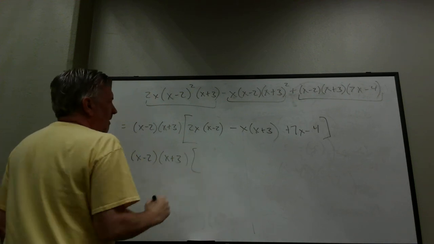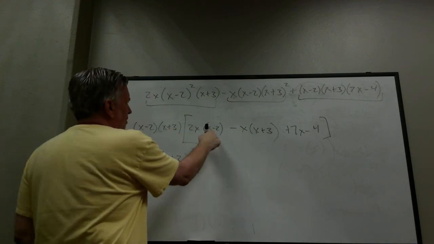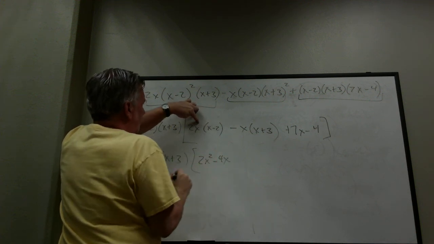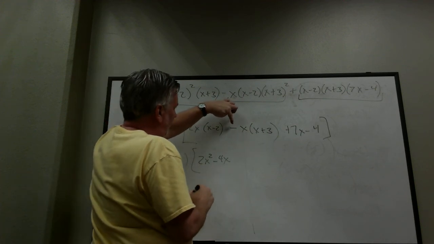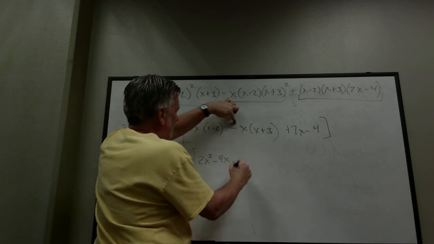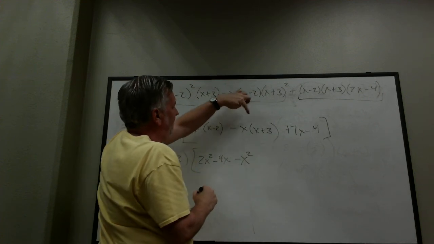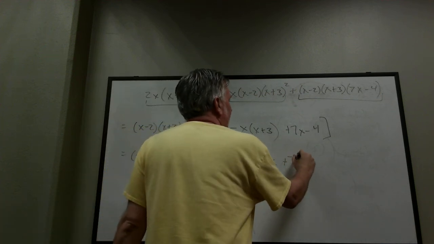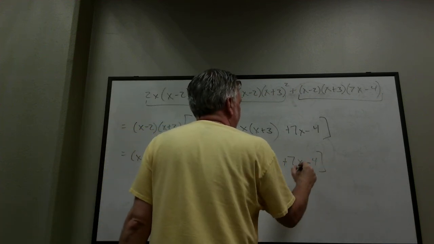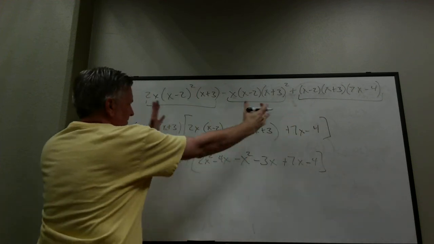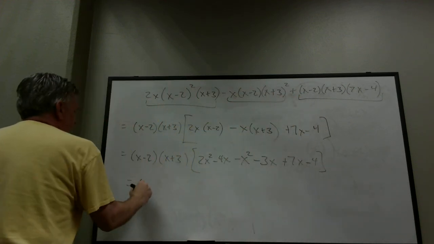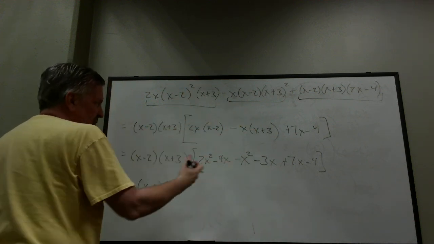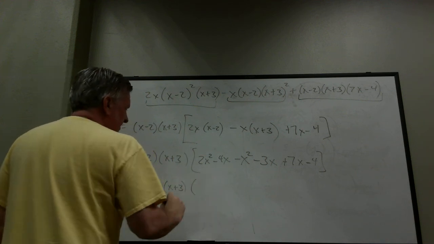Okay, so I'm going to distribute here. If I multiply 2x times x minus 2, that's 2x squared minus 4x. Now be careful here, you have to distribute the negative sign. Negative x times x is negative x squared. Negative x times 3 is minus 3x. And I'm just left with this 7x minus 4. I put brackets here to indicate it's a whole big mess. I put brackets to show I knew I was going to have to do something in there. Now I'm going to put parentheses because I'm trying to simplify.